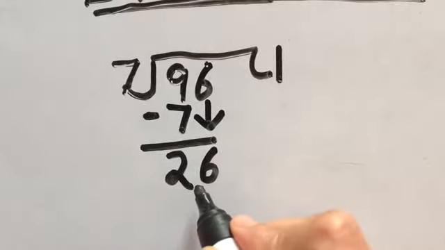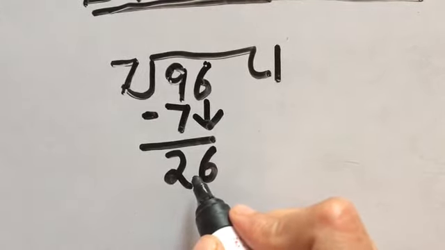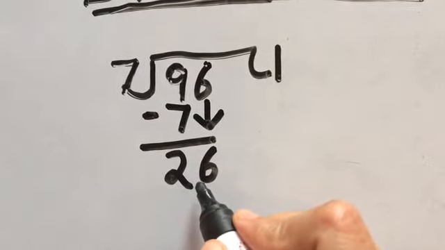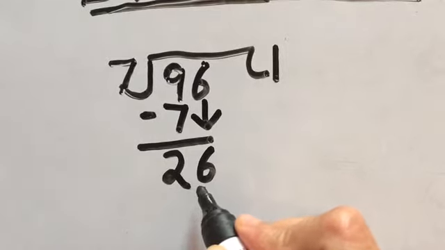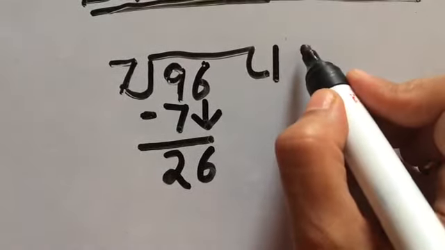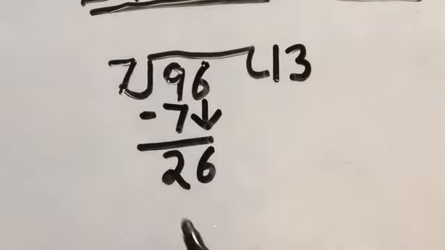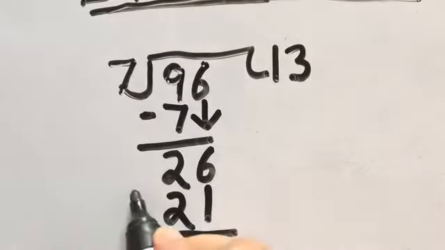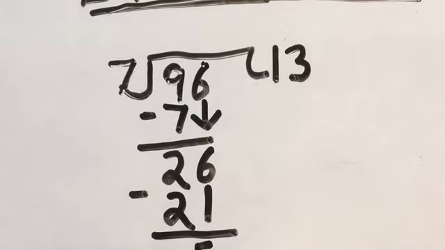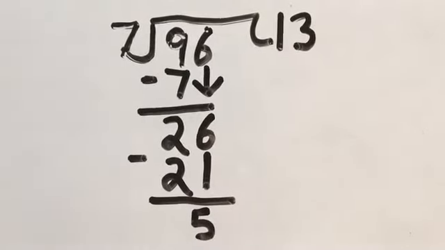Now we have to find a number in the table of 7 which is either equal to or less than 26. So 7 ones are 7, 7 twos are 14, 7 threes are 21, 7 fours are 28. So 28 is bigger, so we will take 3 here, and it will be 21. Again subtract it, and it will be 5.